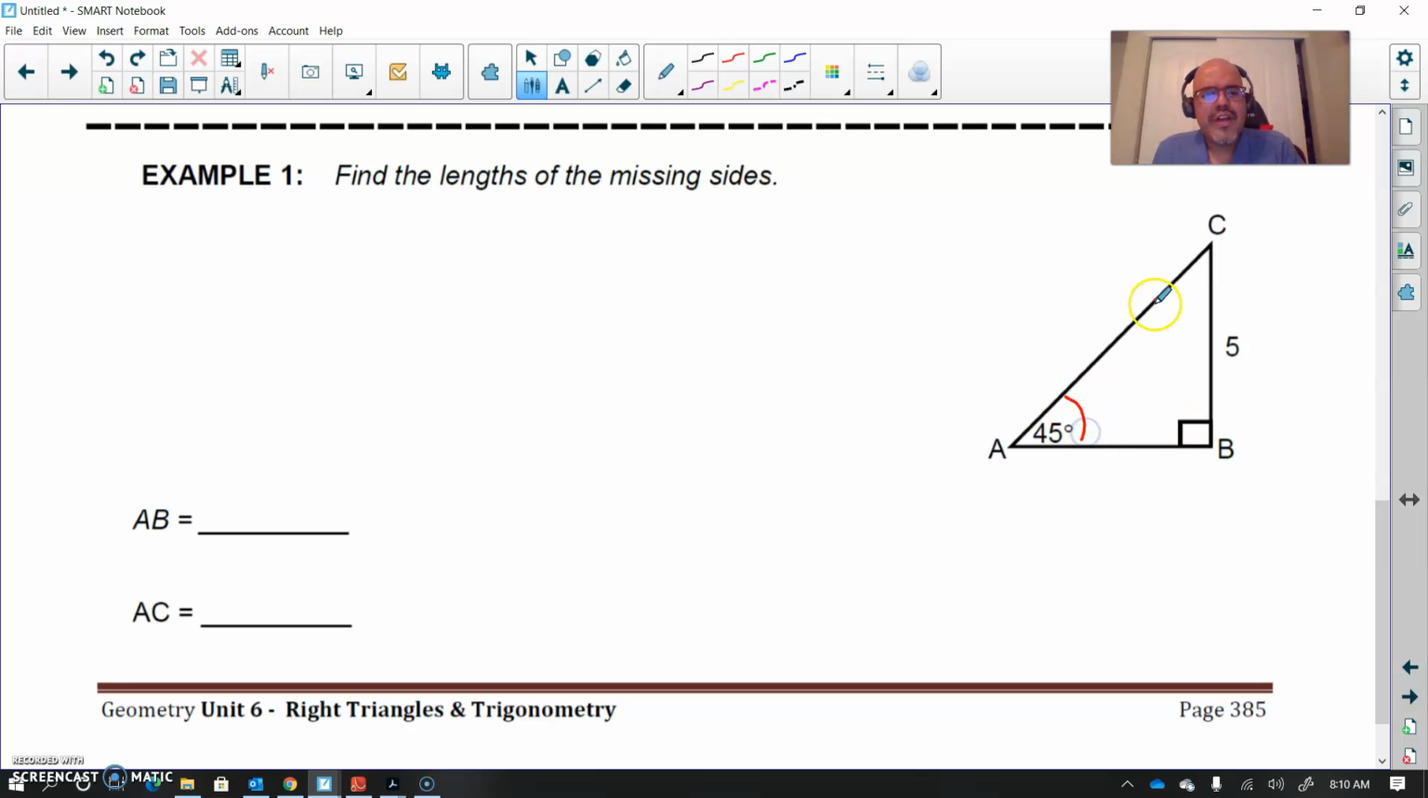Since this is 45, this has to be 45. And as you know, this side has to be the same. And you can use the Pythagorean theorem, but we're going to go ahead and use the stuff that we know about the special triangles.